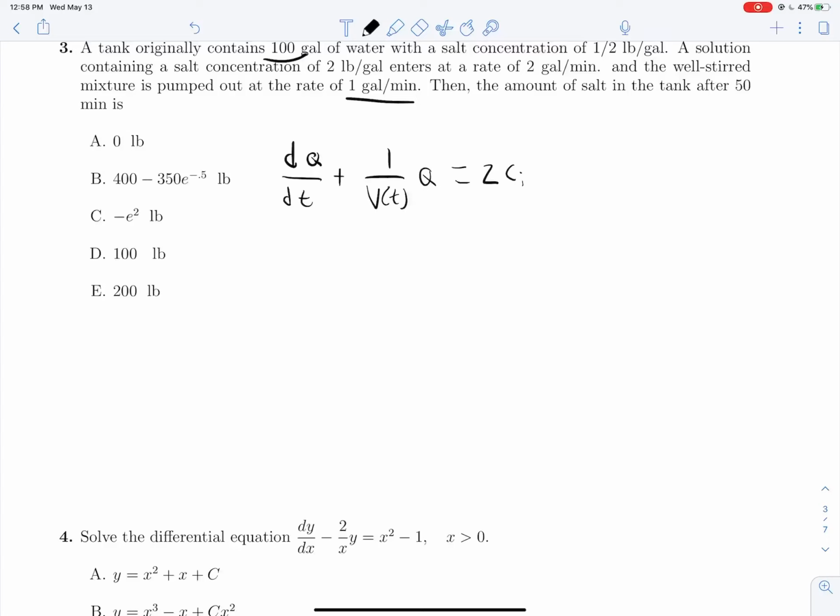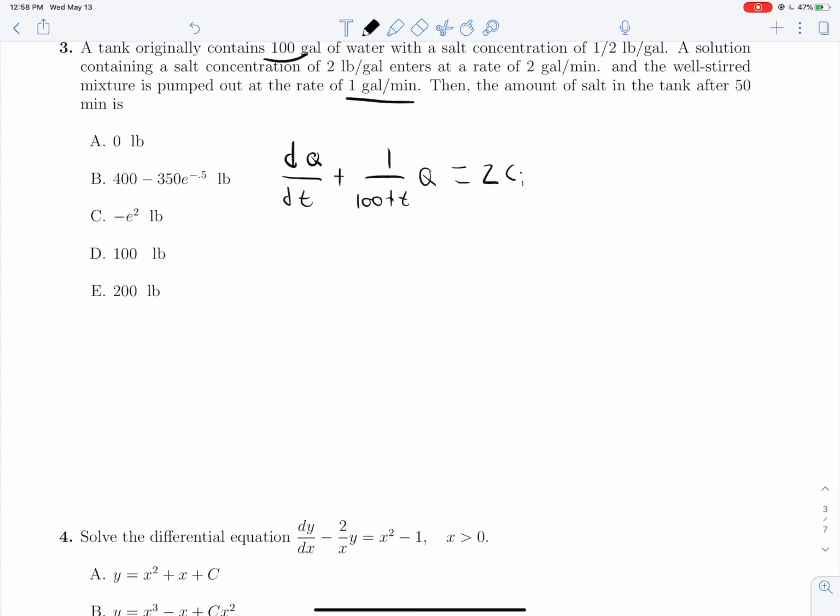And since we started with 100 gallons of water, our equation for V of t, our volume of our tank as a function of time, well, how's that going to change over time? We started with 100 gallons. Water is entering at 2 gallons per minute and leaving at 1 gallon per minute. So every minute we gain 1 gallon in our tank. So 100 plus t will give the number of gallons in our tank as a function of time.